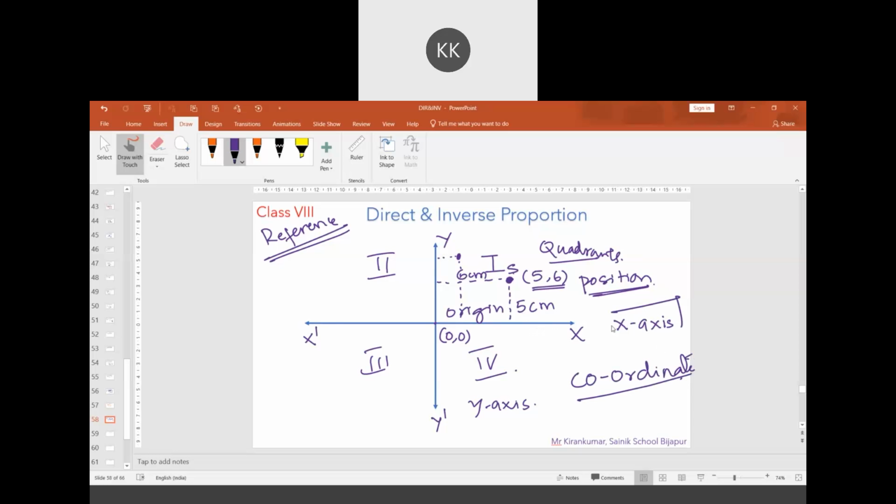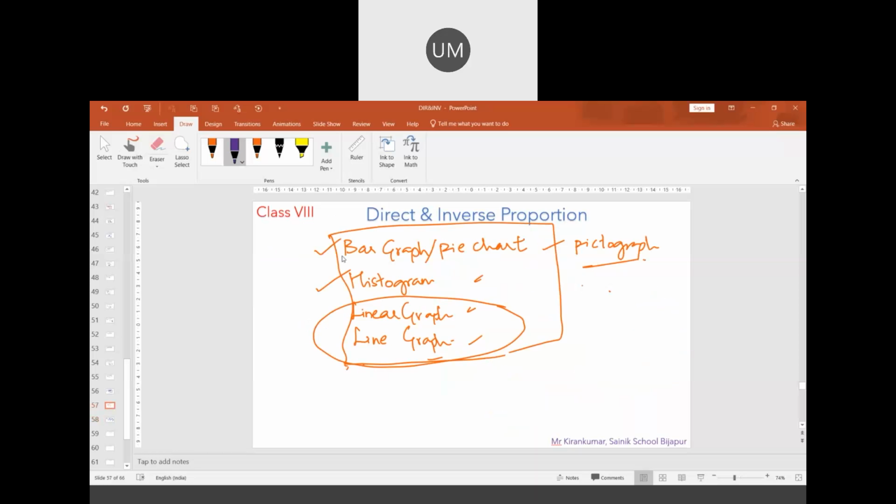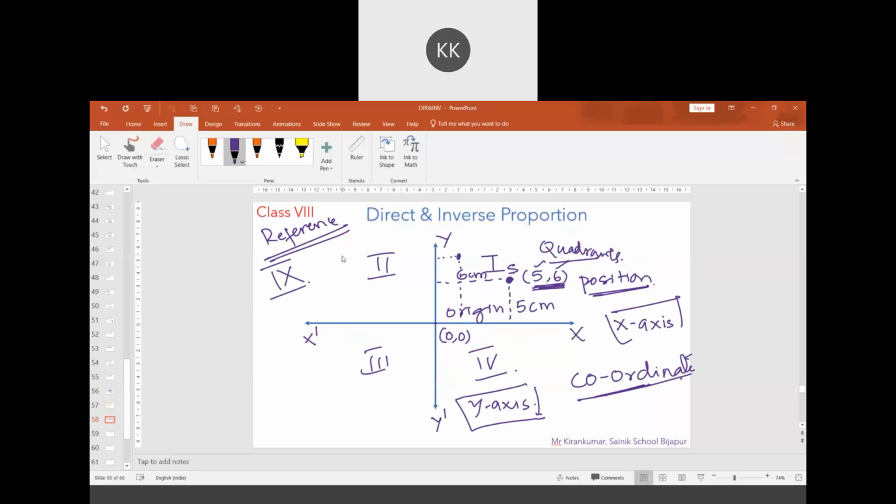The x axis and y axis, these points are interrelated. This 5, 6 is called coordinates. Understood? In detail, it is there in class 9th. Why in class 8th do we have to learn this graph? To understand this.